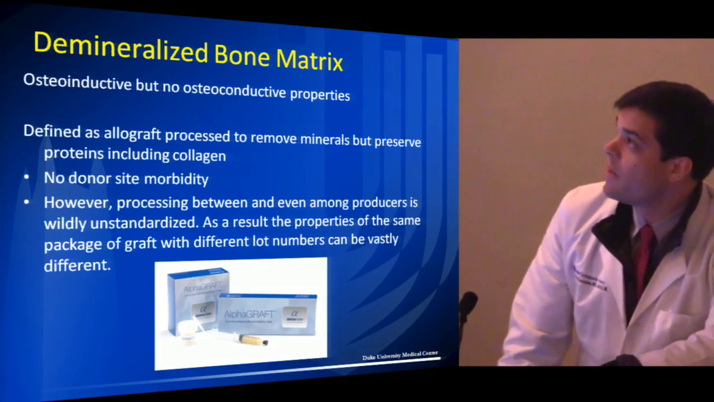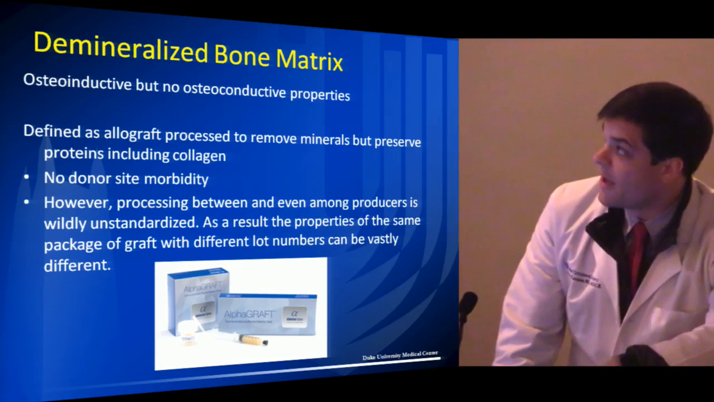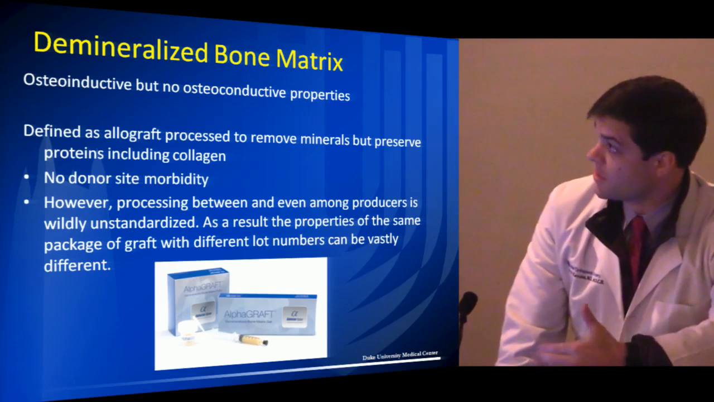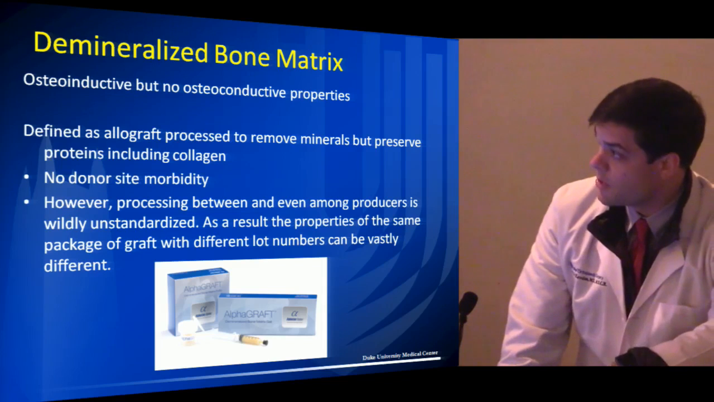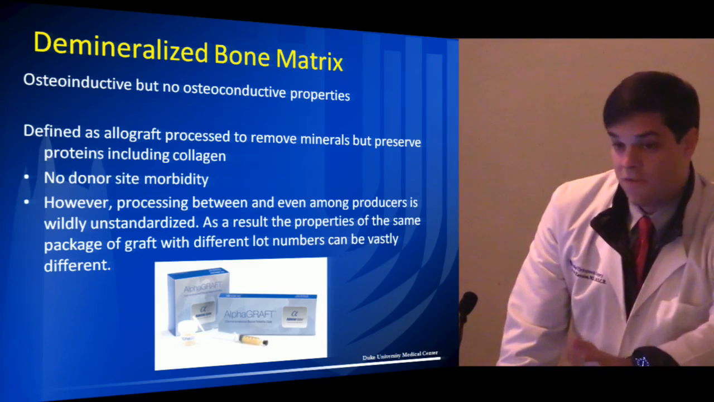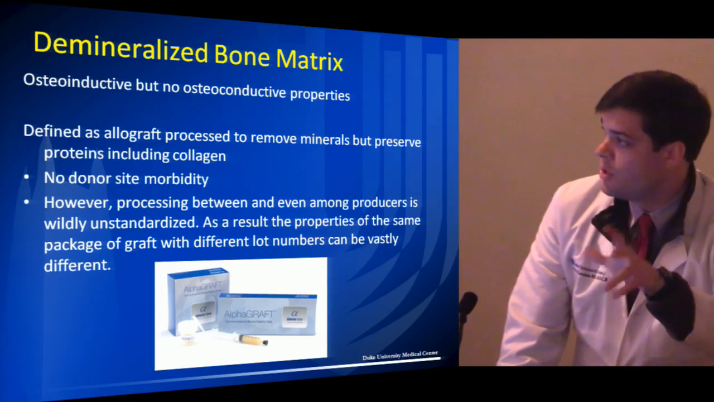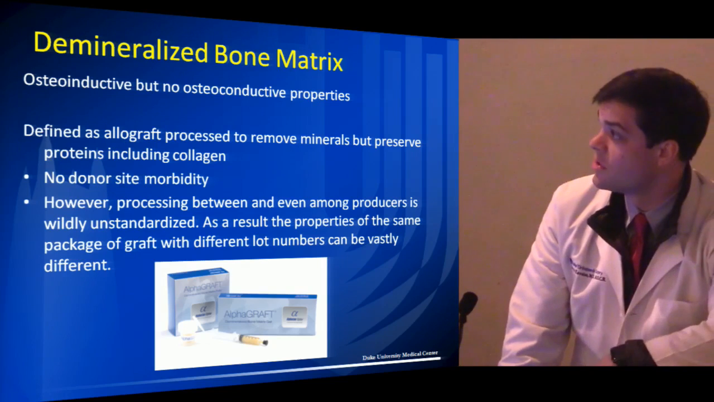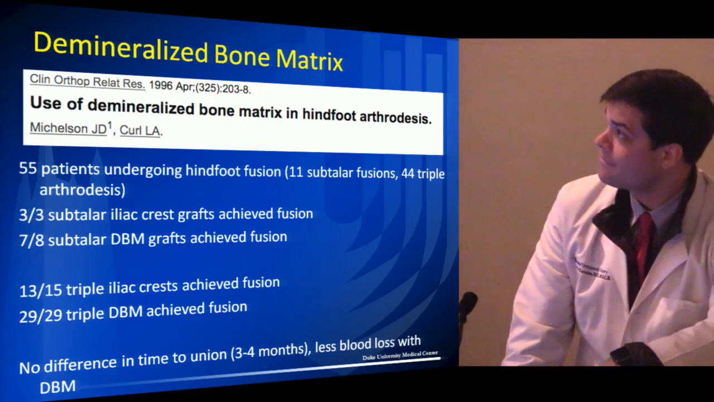The next is demineralized bone matrix. It has osteoinductive but no osteoconductive properties. It's essentially defined as an allograft processed to remove the minerals but preserve the proteins of the bone matrix, including collagen. Again, the advantage is no donor site morbidity. However, and I think this is fairly significant to understand, the processing between and even among the producers is variable, such that certain studies show that two lots of the exact same product can have wildly different chemical compositions as well as properties for what the result is on the application.